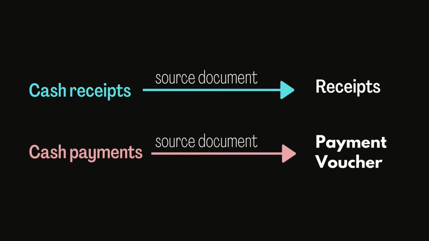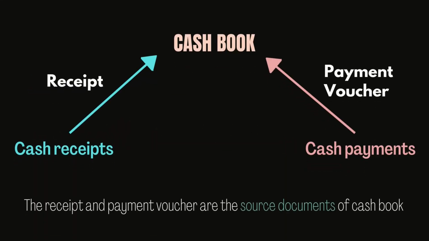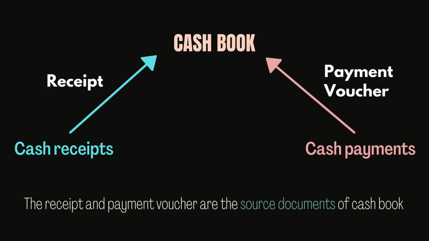We know that there is a specific source document for each type of transaction. The source document of cash receipts is the receipt. And the source document of cash payments is the payment voucher. So cash receipts are recorded using receipts and cash payments are recorded using payment vouchers in the cash book.